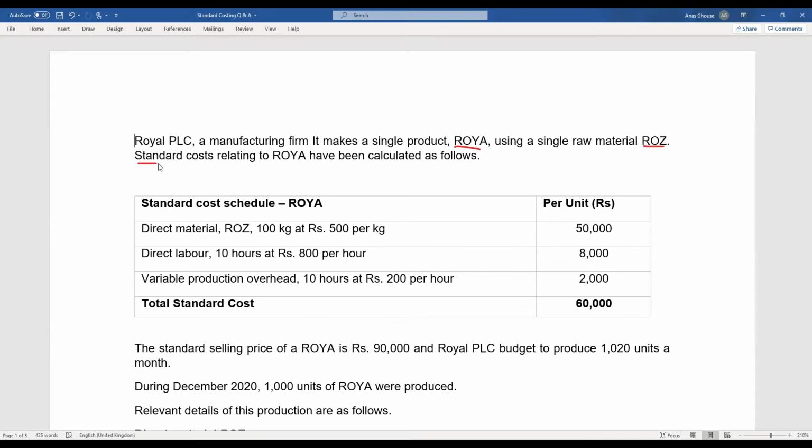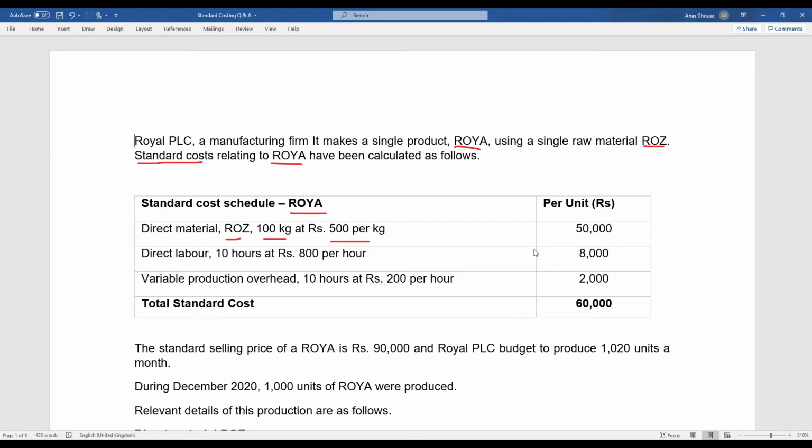Standard costs relating to Roya have been calculated as follows. So you have been given the standard cost information for a single product called Roya. Standard cost schedule for Roya: direct material rose, 100 kg at 500 per kg.